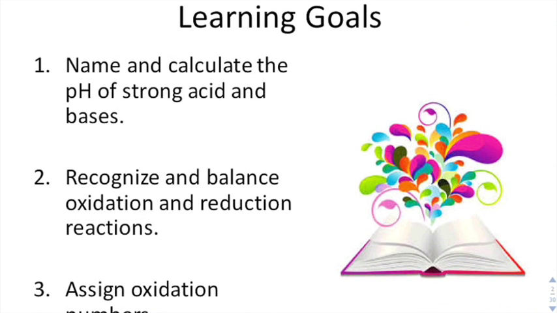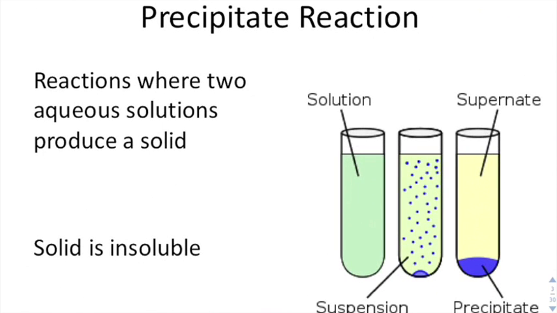The goals for this are that you be able to name and calculate the pH of strong acids and bases, that you be able to recognize and balance oxidation and reduction reactions, and that you be able to assign oxidation numbers. Now, this is a review from, I believe, Unit 10 from last year. We talked about it in terms of solutions, acids, bases, redox. It's mostly 10.2, 10.3, 10.4, but it's mostly review.